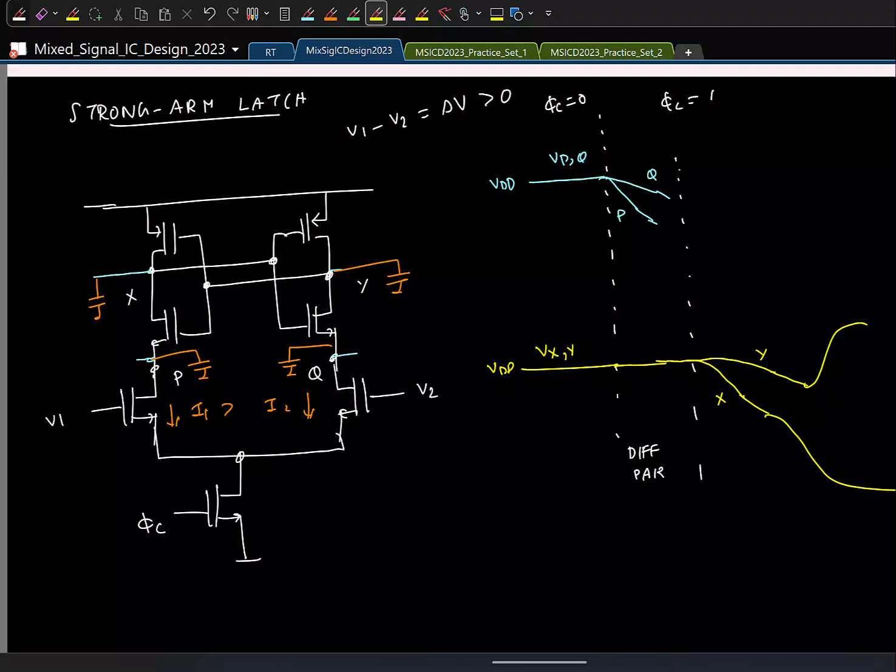So we basically have three different phases. Initially only the diff pair is on, and then the NMOS is on, and finally all of them are on.